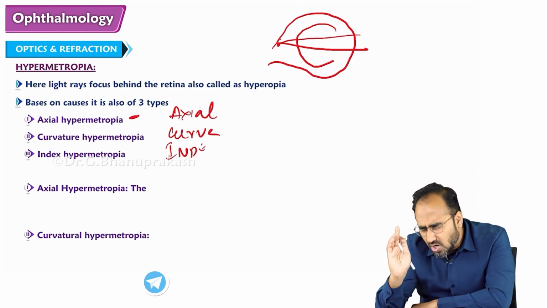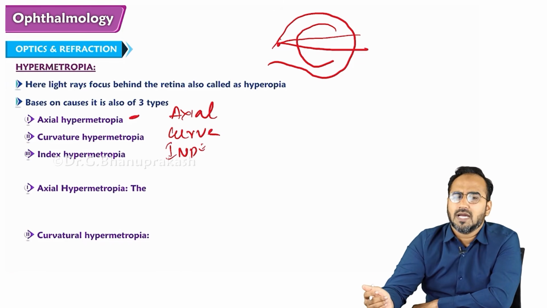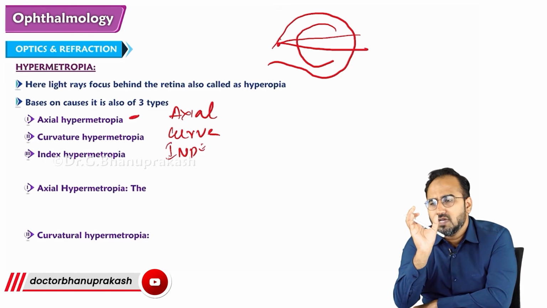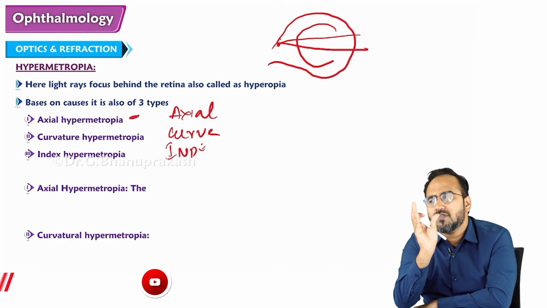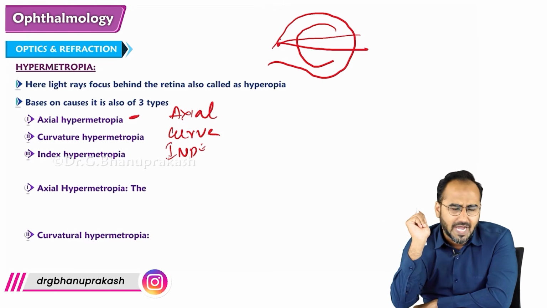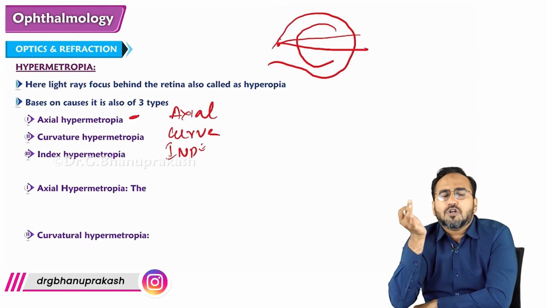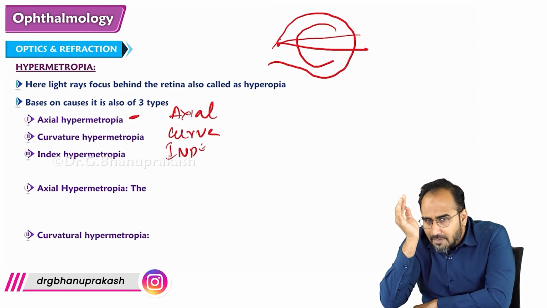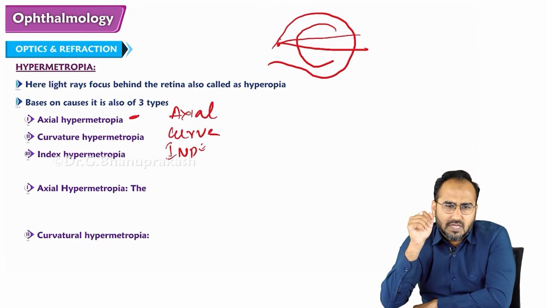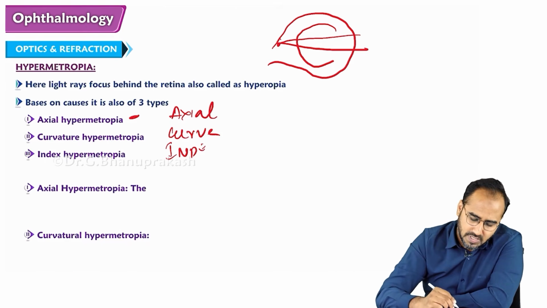Axial hypermetropia is always the opposite of axial myopia. Remember guys, normally the axial length of the eyeball should be 24. If it increases much, myopia. If it is not increasing and has not attained 24, it is just 18 or 19 mm, then it is a small eyeball. What will happen if there is a small eyeball? Light rays will focus behind the retina. So axial hypermetropia means what? Hypermetropia developing due to shortening of the eyeball, right?